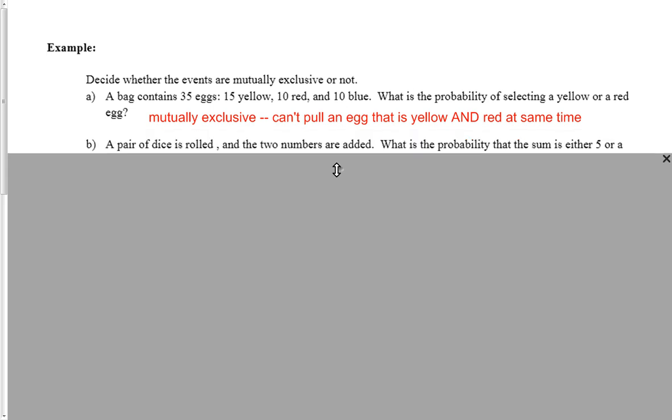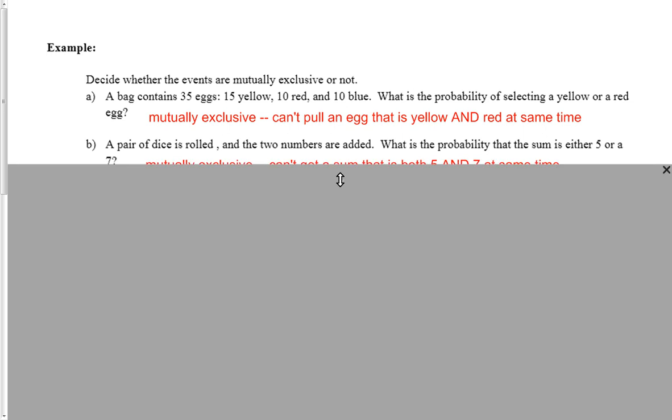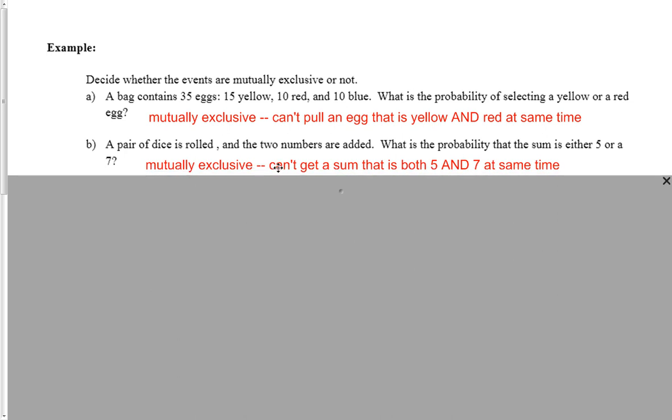Next one, a pair of dice is rolled and the 2 numbers are added. What is the probability that the sum is a 5 or a 7? Again, that's going to be mutually exclusive because you can't get a sum that is both 5 and 7 at the same time. That doesn't make sense. So this is mutually exclusive.